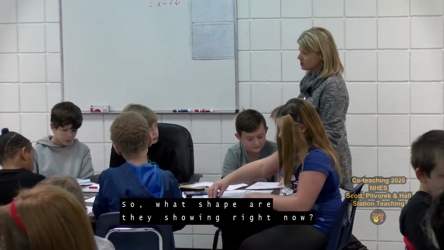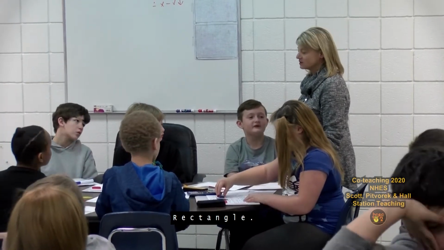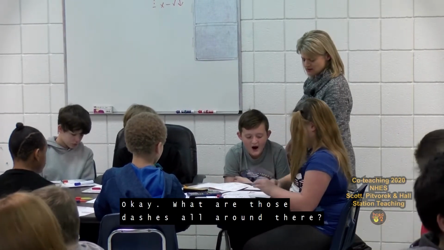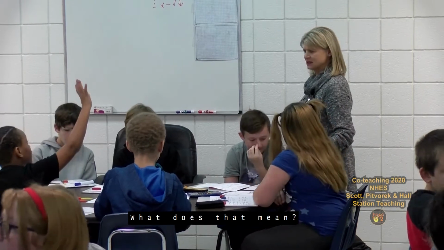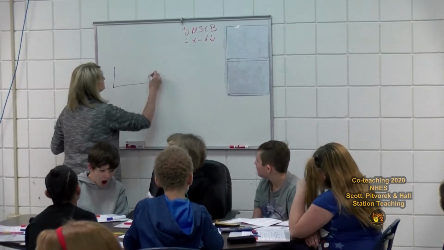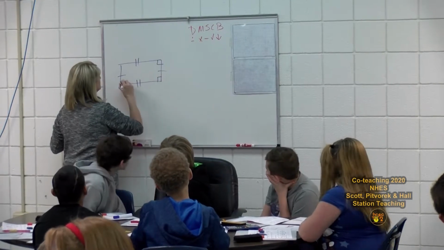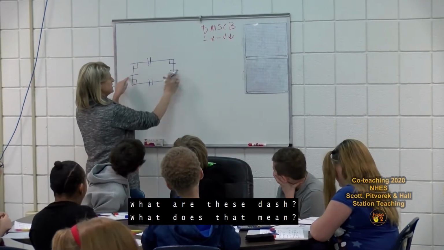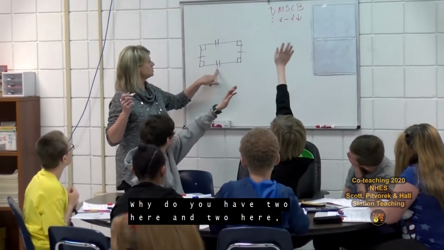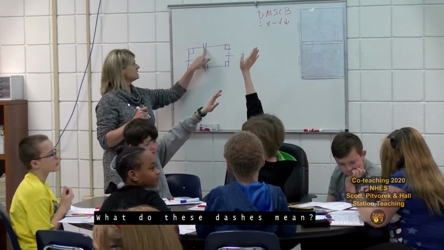So what shape are they showing right now? That you were always taught in school. Rectangle. Okay, that's the first shape you were ever taught, correct? What are those dashes all around there? What does that mean? Why do you have 2 here and 2 here, but just 1 here and 1 here? What do these dashes mean, Keaton?